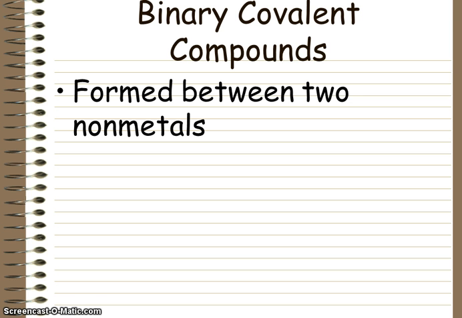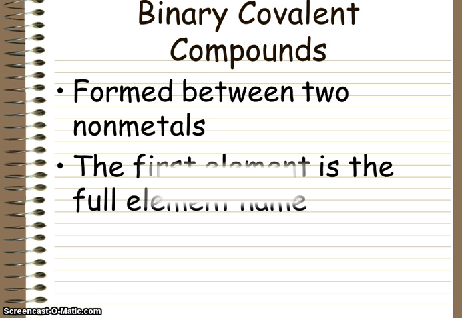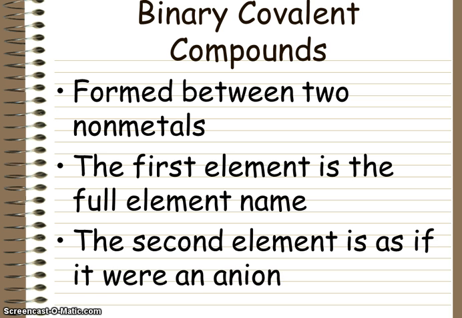We're not going to have a transfer of electrons where one atom is losing electrons and one atom is gaining electrons to become stable. We're going to be looking at a sharing of electrons in order for atoms to be stable. When we name them, the first element is the full element name. But for the second element in a binary covalent compound, we're going to name it as if it's an anion. That means we're going to use the suffix IDE for the second element.